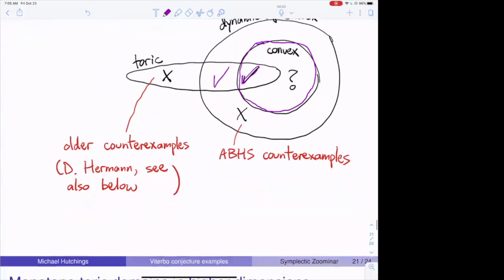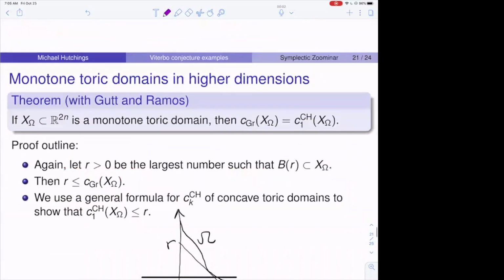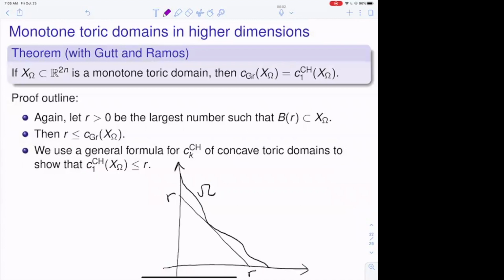In higher dimensions, we do not know that the strong version of the conjecture holds for monotone toric domains, but we can at least prove that the Gromov width is equal to the first capacity coming from contact homology. And it's a similar proof. You just take the largest ball which is in the domain, and you prove that that's optimal.